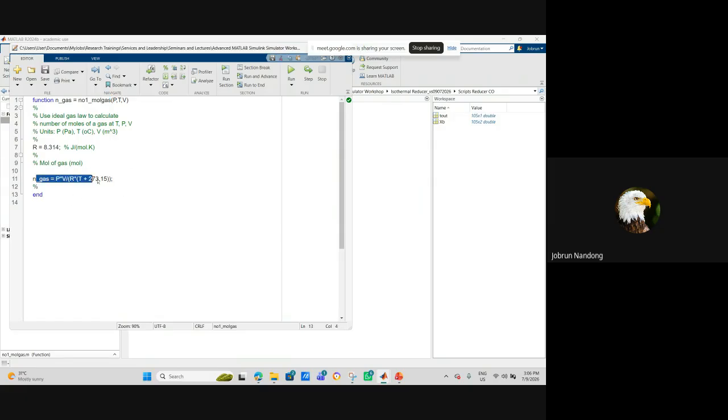So that is the ideal gas law. You already know how to do that, I think. You can use this one to calculate the number of moles for that particular gas when you have specified the values for pressure, temperature, and volume of the gas. Okay, we will use this later.